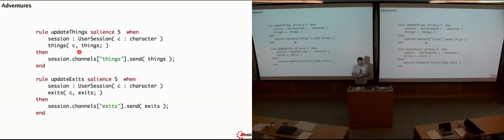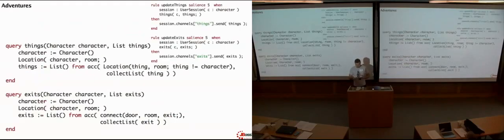Every time it reacts, it's returning a collection. This channel allows me to send information to the UI, and the UI will display the results of the exits. So that's a really nice way to have the reactive system and the query system, the optionally reactive query system, update the UI as you move around.